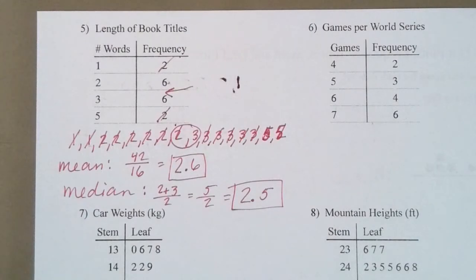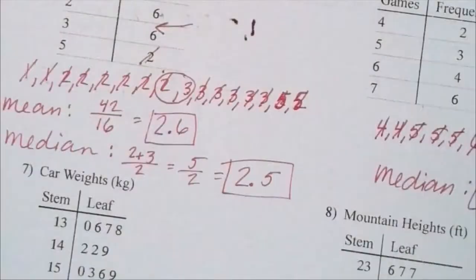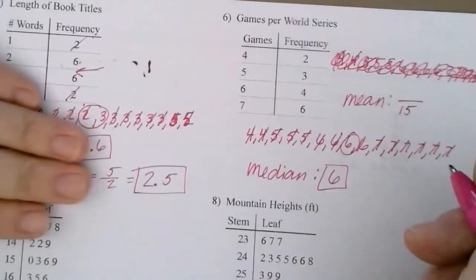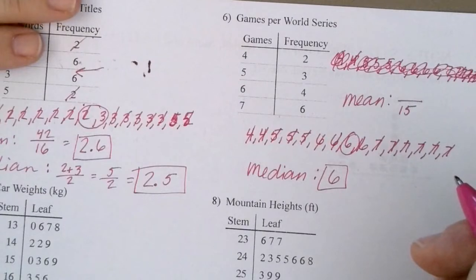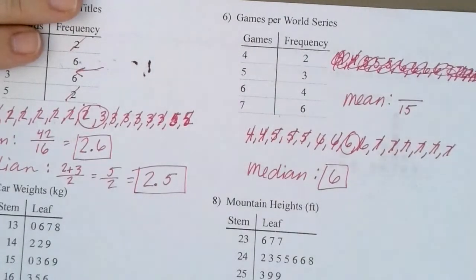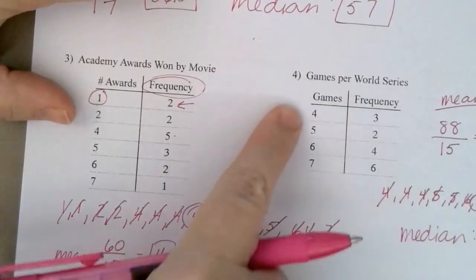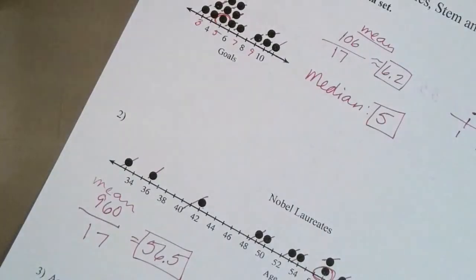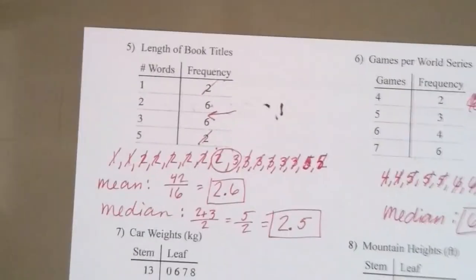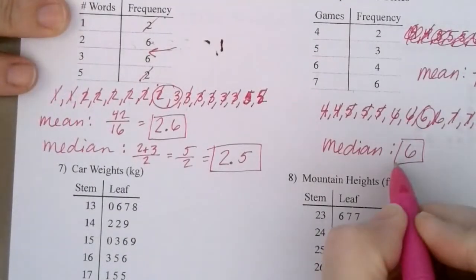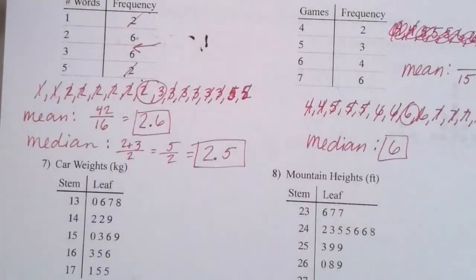Nobody's noticed anything interesting about number 6? What did you notice that's interesting? It's the exact same stinking problem as was on the first side. Games per World Series, 4, 5, 6, 7. 3, 2, 4, 6. Oh, it's not exact. So close, though. Yeah, because it's 5.8. Interesting. The median is still 6, so it's not exactly the same, but gosh, that was close.